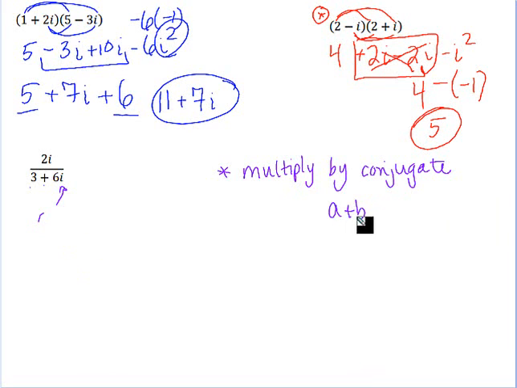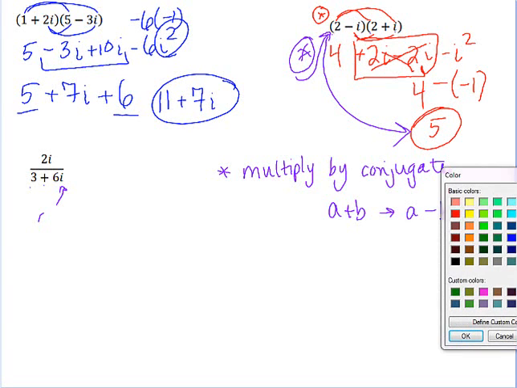If we have a plus b, its conjugate is a minus b. And it gets rid of the imaginary numbers because when we multiply them together, the outsides and insides cancel. Exactly like they did for this example. 2 minus i times 2 plus i. Notice our solution no longer has complex numbers in it. So that's what we're going to do for this one.